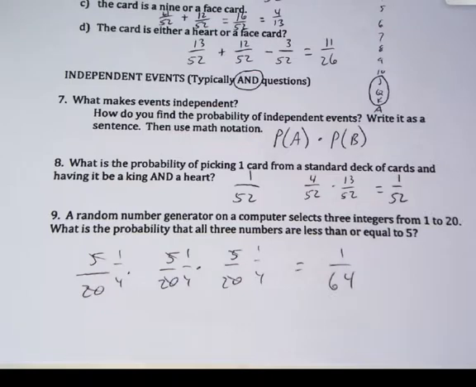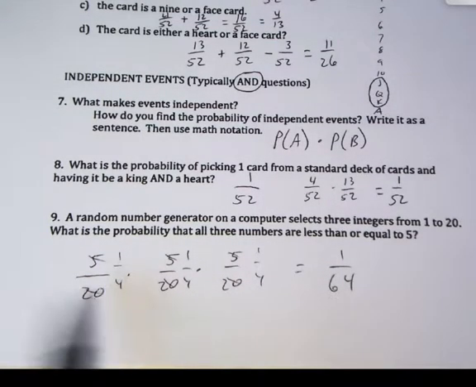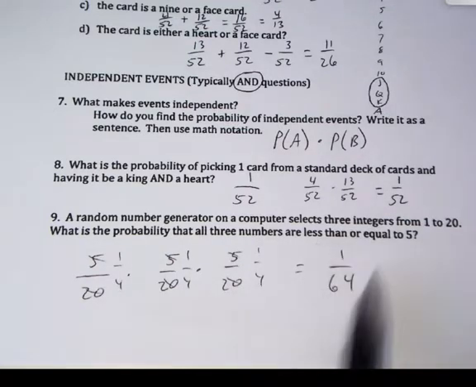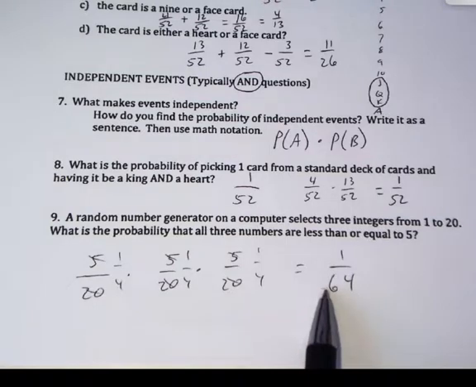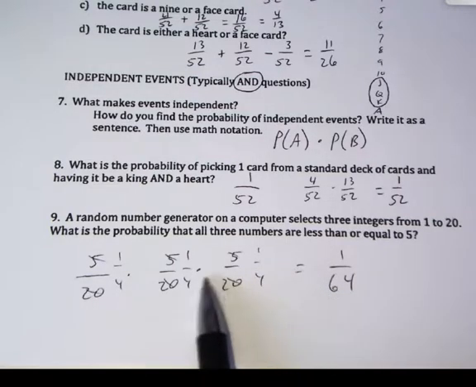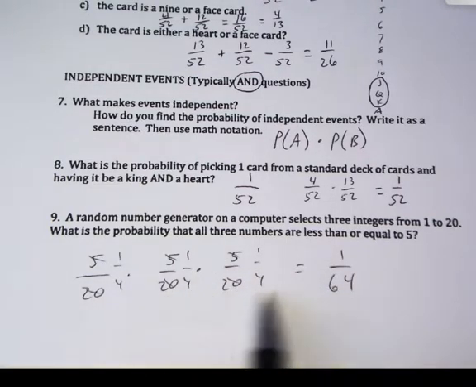Which makes sense because if you only have a 1 in 4 chance of it happening the first time and you need it to happen 3 times, you don't have very good odds of that happening. That's what multiplication does. When you're multiplying fractions, it's making the denominator pretty big. And it's making your event tougher to happen.